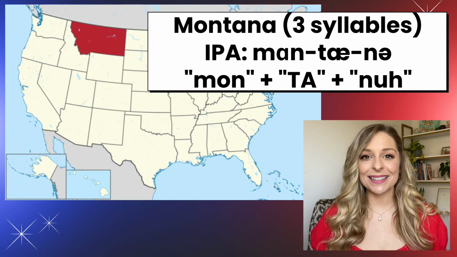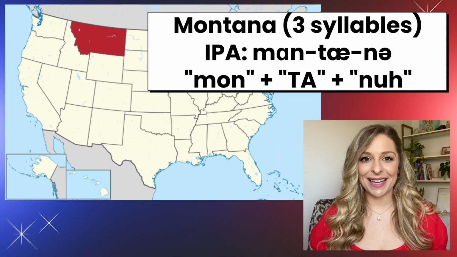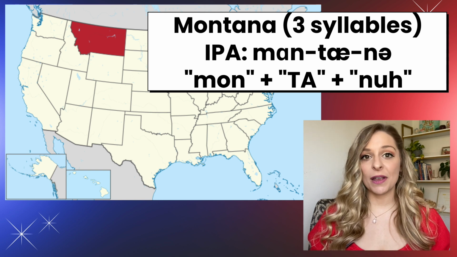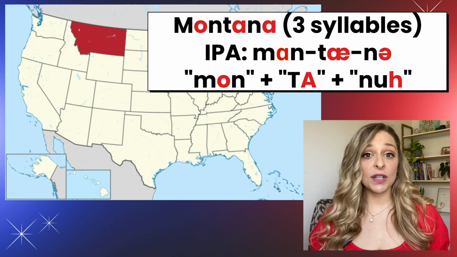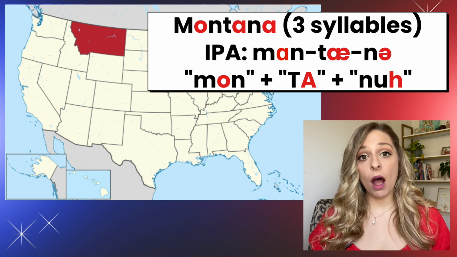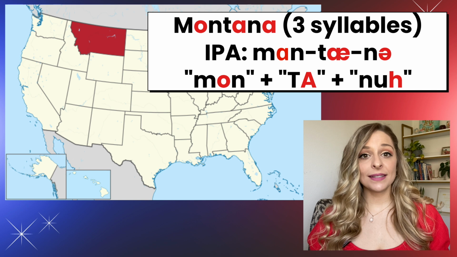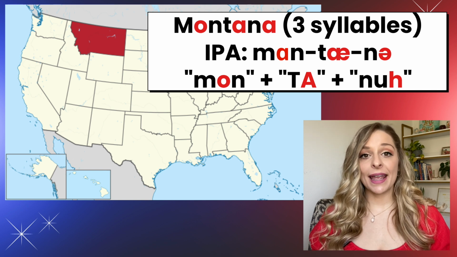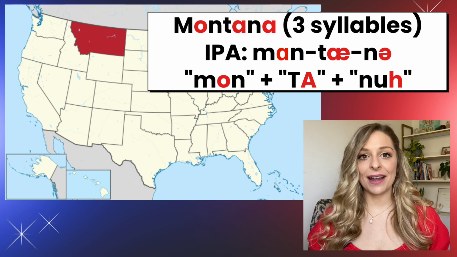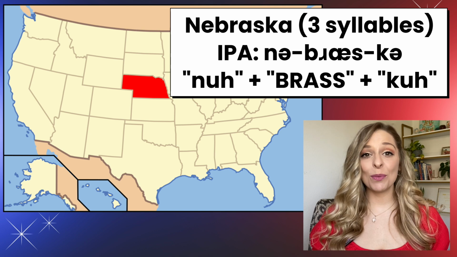Okay, number 26, Montana. Again, this word has Spanish origins, but we don't pronounce it with a Spanish pronunciation. This word has three syllables, Montana. The O makes an open ah sound, mon. The second syllable is the one that we stress, and the A in this syllable is pronounced ah, tan. Then the last A reduces to schwa. Montana. Number 27, Nebraska, Nebraska.